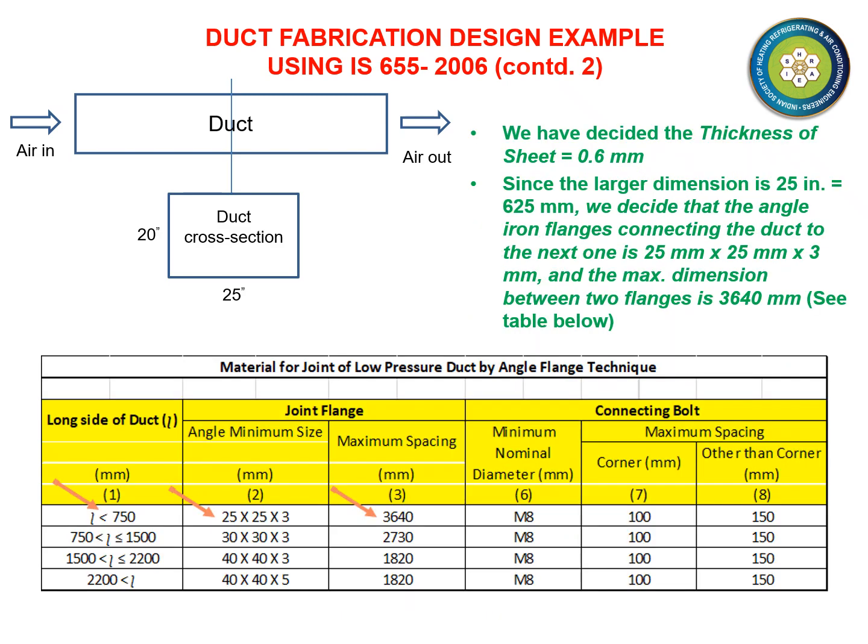The recommended minimum size of angle iron flanges is 25 millimeter by 25 millimeter by 3 millimeter, and their maximum spacing is 3640 millimeter as shown on this slide.